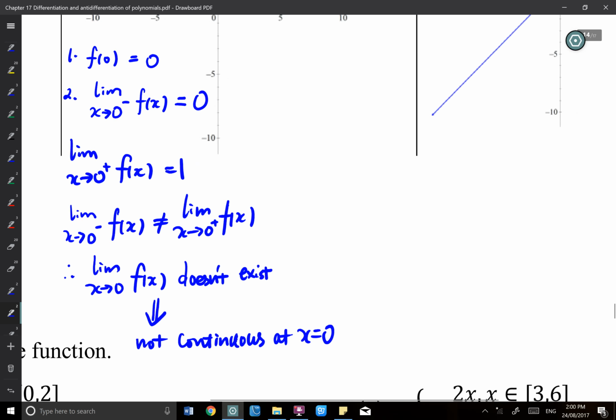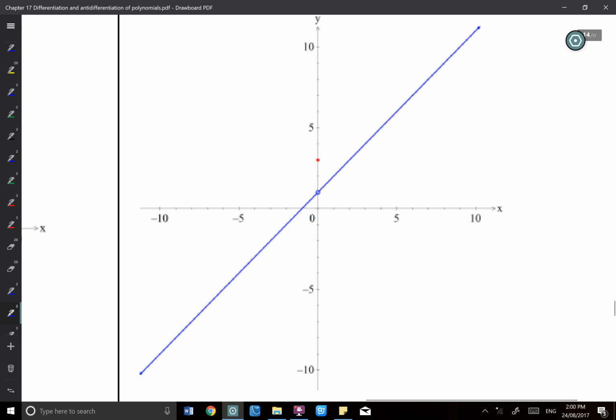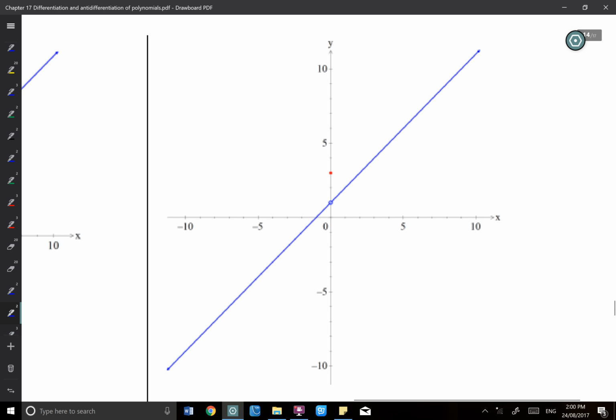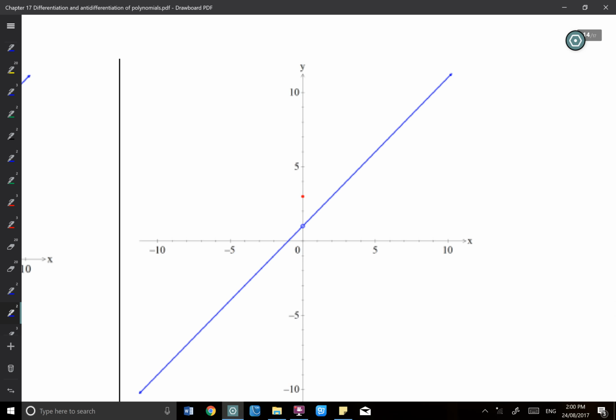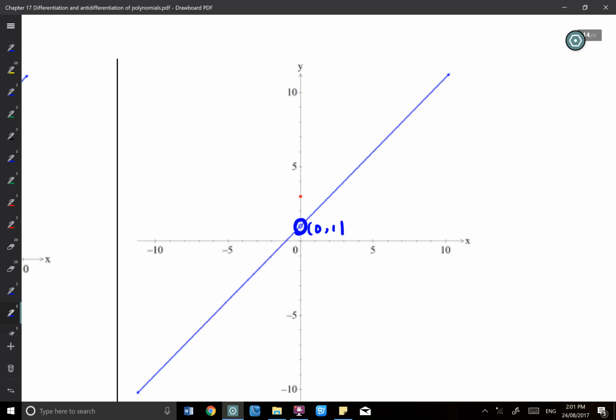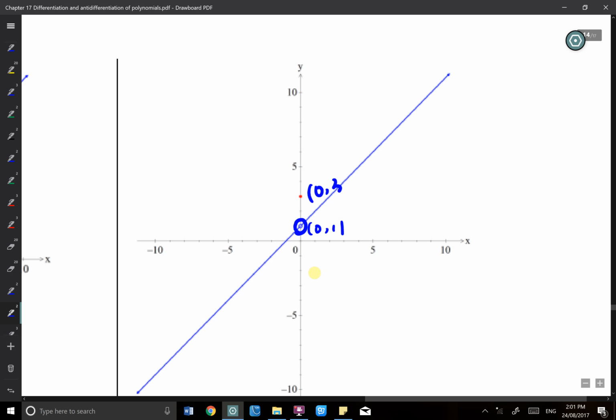The interesting one is the third one. Can you see this graph? Just look at yours, maybe yours is a better print than this here. This graph is linear, with the open circle at (0, 1). I make it open here. And at that point, there's a dot at (0, 3), which is a closed circle here.